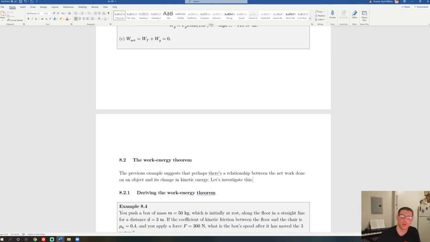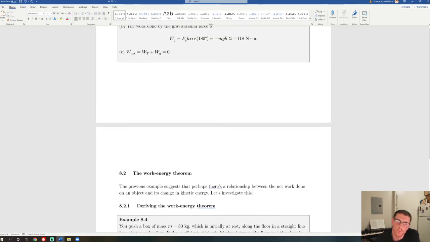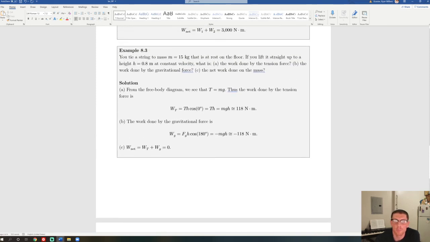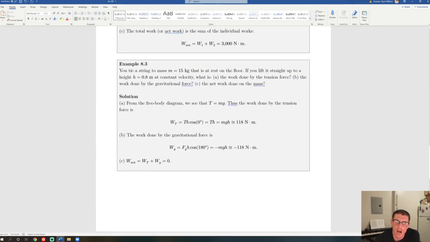Now, coming back to the example, by hypothesis the change in kinetic energy of this thing is 0, because we said we're lifting it at constant velocity. And so that means the kinetic energy at the bottom of its path is the same as the kinetic energy at the top of its path, right?